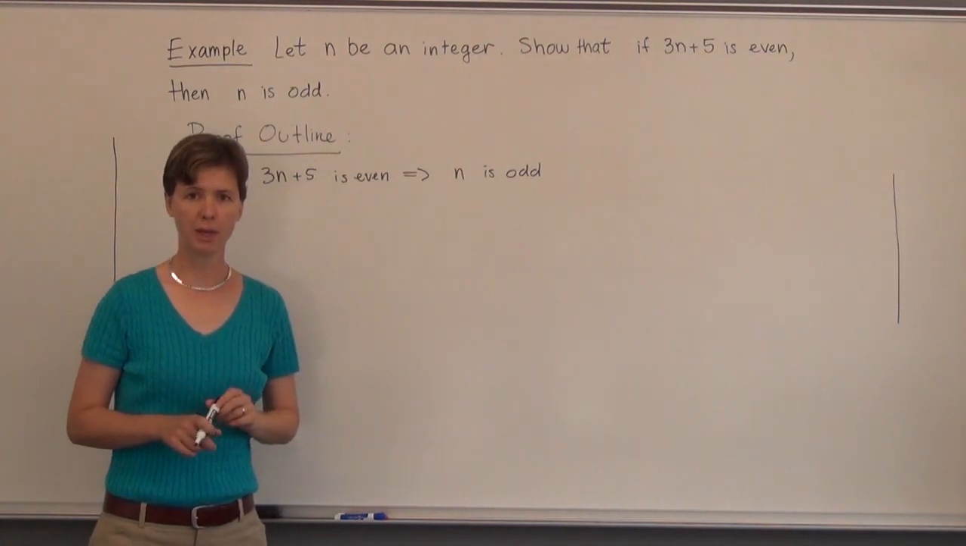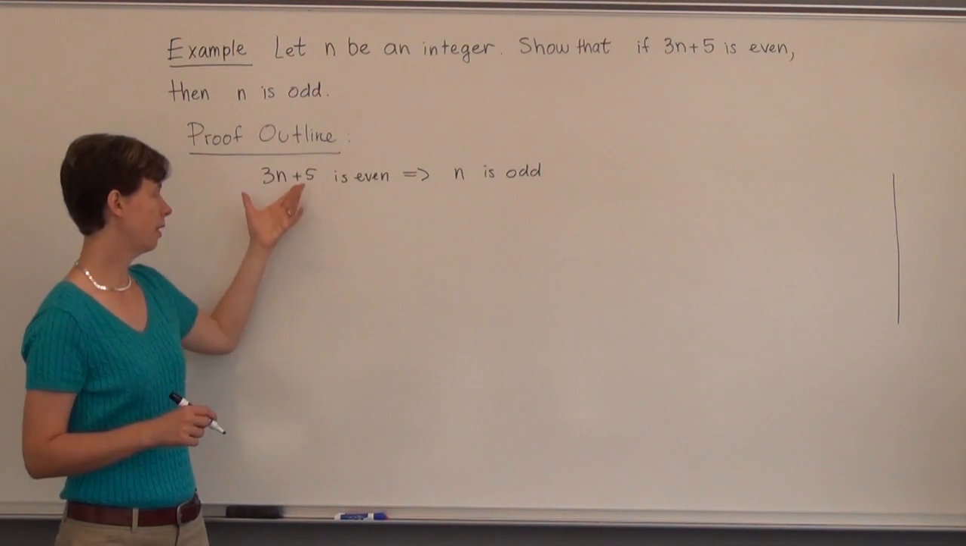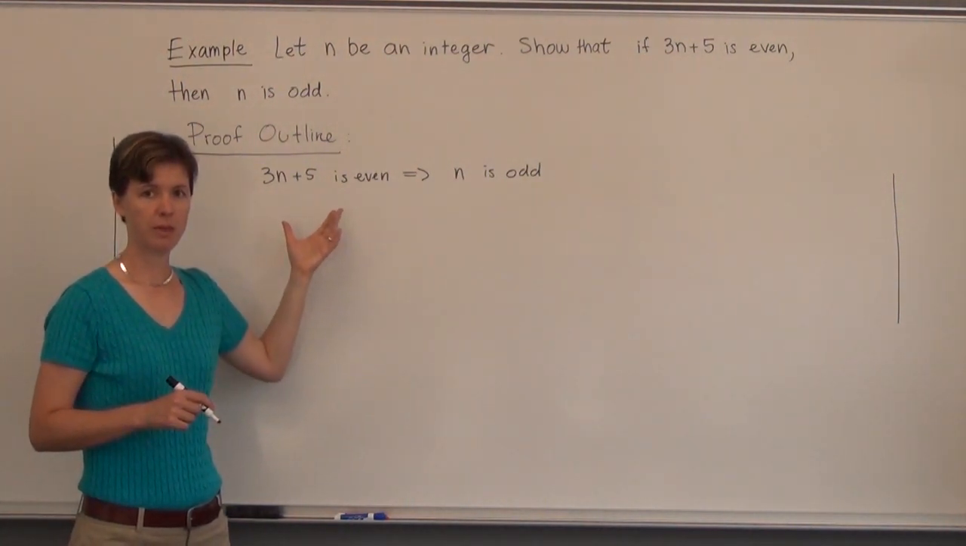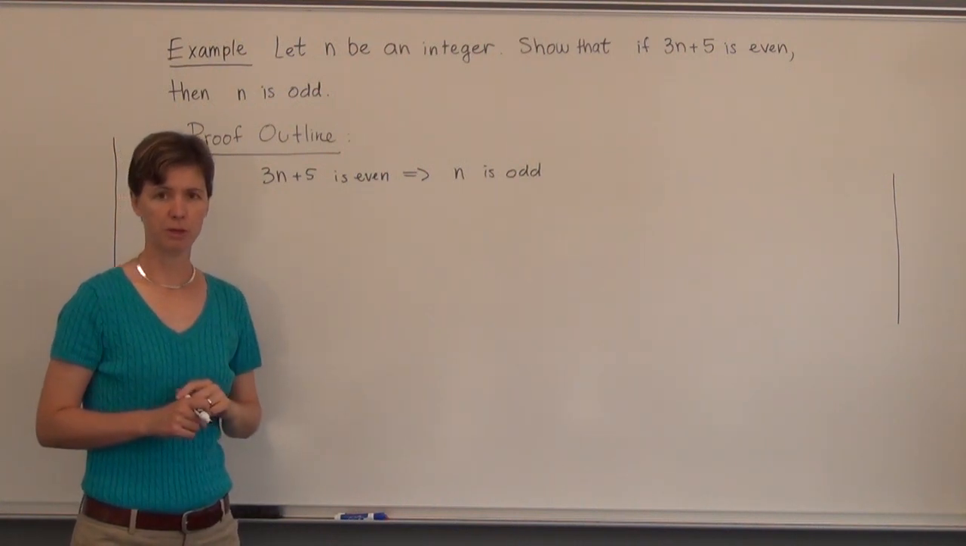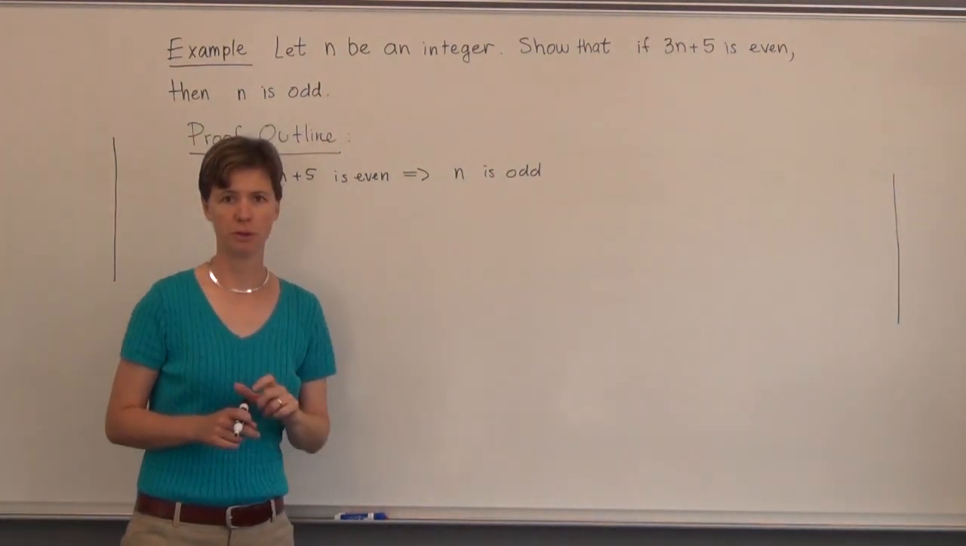What we're used to doing is going from a simple expression like n to a more complex expression like 3n plus 5. Now we are asked to do it the other way. We're going from a more complex expression to a simpler expression.